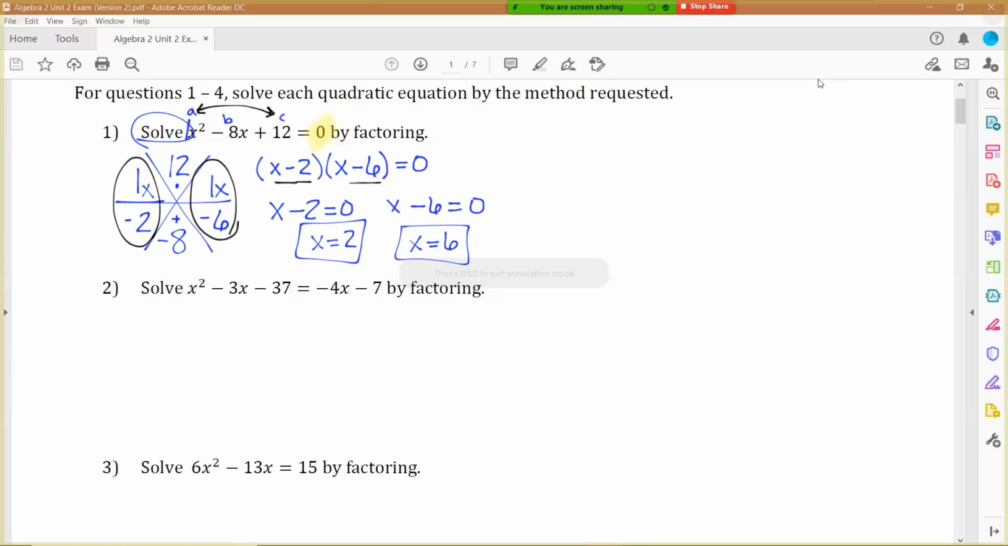Question number 2, again, we're asked to solve by factoring, but we do not have 0 on one side. So the first thing we want to do is move the 4x and the 7. They're both negative, so we're going to add them both. When I add them, I add 1 on the left side of the equal sign and 1 on the right side of the equal sign. So now I have x squared plus x minus 30 equals 0.